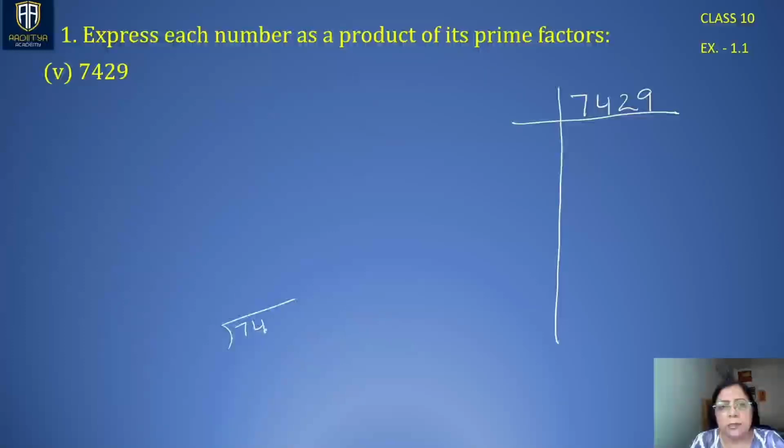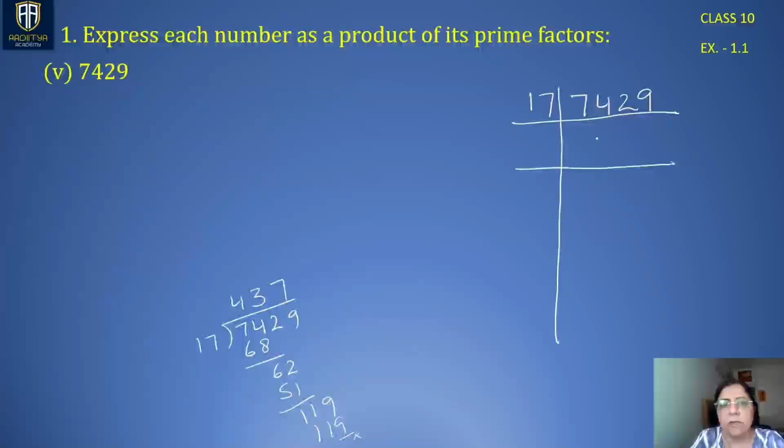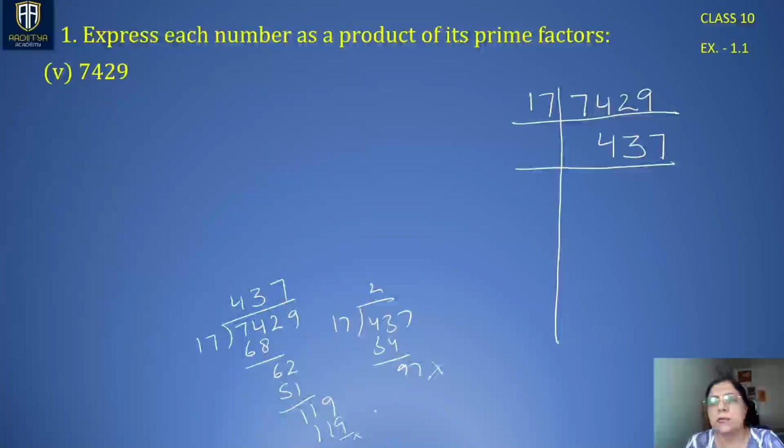So next we have 7,429. We try it by 17. 17 fours are 68. 14 minus 8 is 6. Then we have 62. 17 threes are 51. This is 11. And then 17 sevens are 119. So this number is divisible by 17. We divide this number by 17, we get 437. Right? Now again we try this by 17. 17 twos are 34. 13 minus 4 is 9. This is not divisible by 17.